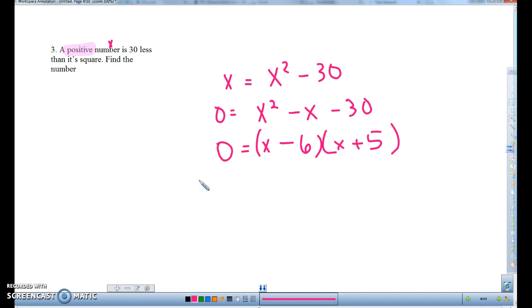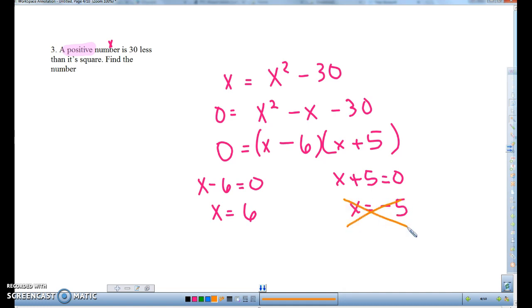I set them both equal to 0. x minus 6 equals 0. x plus 5 equals 0. And I solve. This one gives me x equals 6. This one gives me x equals negative 5. Now, if you read back in the problem, it said a positive number. So this x equal to a negative 5 can't work because I'm looking for a positive number. My positive number here is 6.